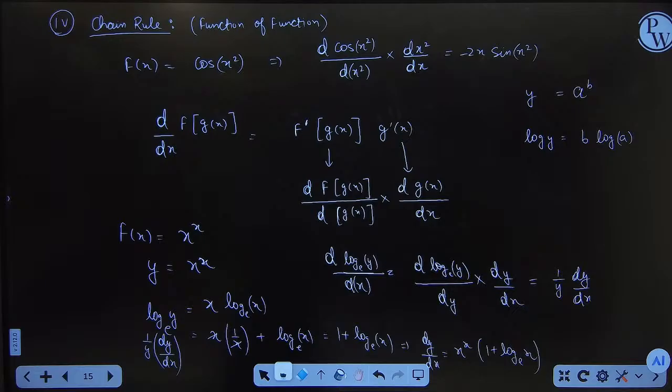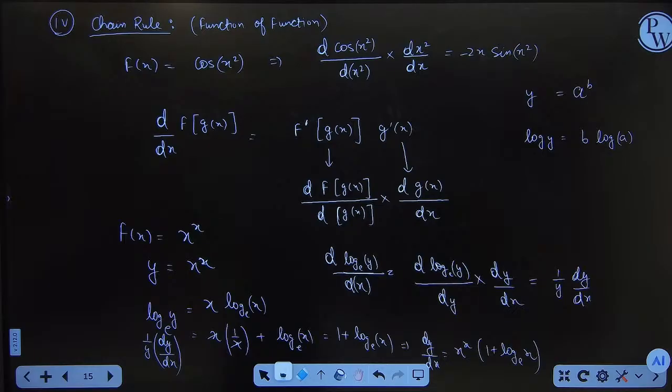The rate at which the air is being pumped into the balloon is given to you. What is the unit of that quantity? Centimeter cube per second. From there, what do you understand? Centimeter cube is the unit of what? Volume. So volume per second. What volume of air is being pumped into the balloon per second? That is given to you. Okay.